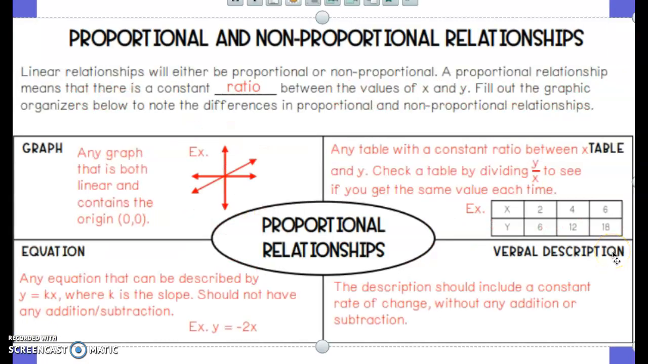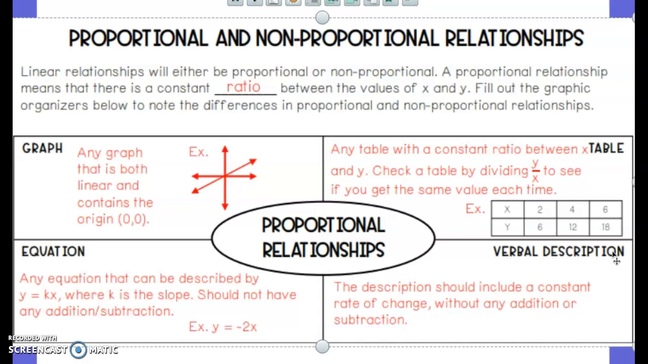Proportional and non-proportional relationships. Make sure that as you watch this video, you are completing your notes. Linear relationships will either be proportional or non-proportional. A proportional relationship means that there is a constant ratio between the values of x and y. Fill out the graphic organizer below to note the difference in a proportional and non-proportional relationship.